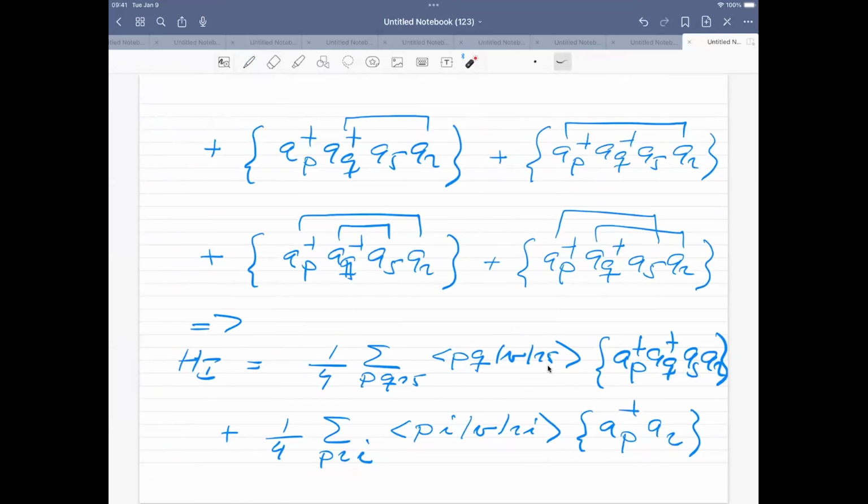If you then do the remaining algebra here, you will see that you will get two more terms. And these two more terms, when you add everything up, take away this factor 1 over 4.